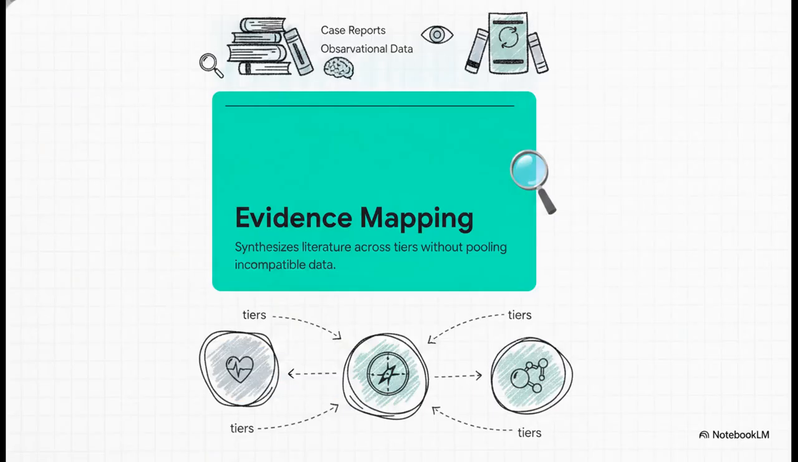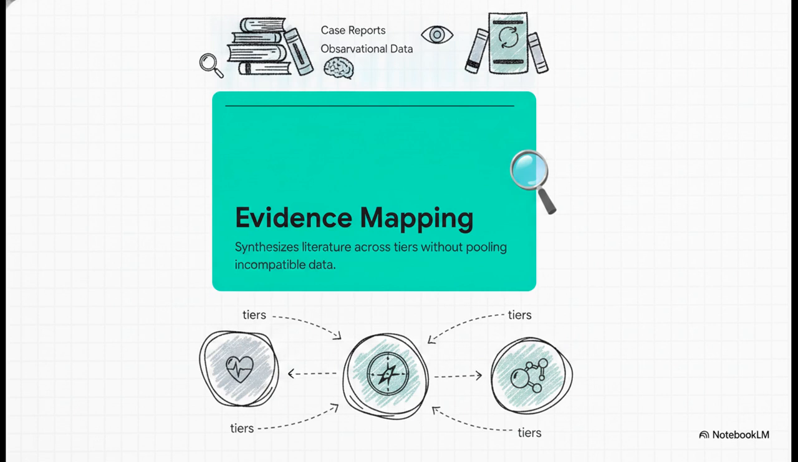So how exactly does Stage 5 clear this new, much higher bar? It relies on a really powerful tool called evidence mapping. Now, evidence mapping is a recognized form of secondary research. It basically sits just one rung below a formal systematic review. But its absolute superpower lies in its discipline.